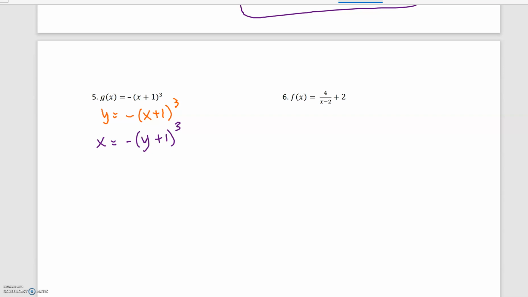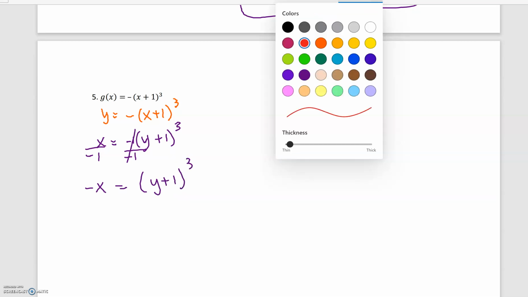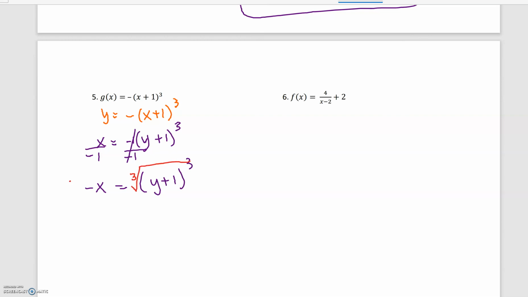So the first thing that I'm going to do is get rid of my negative. So that negative out front, because we don't want to have that there anymore. So it's like a negative 1 that's being multiplied. We want to undo that by dividing it. So it's a negative x equals my y plus 1 cubed. How do I undo something that's cubed? I do the cube root, and that cube root cancels that cube out. So now I have the cube root of negative x equals y plus 1, and we have one last step, and that's to get rid of that plus 1 by subtracting.